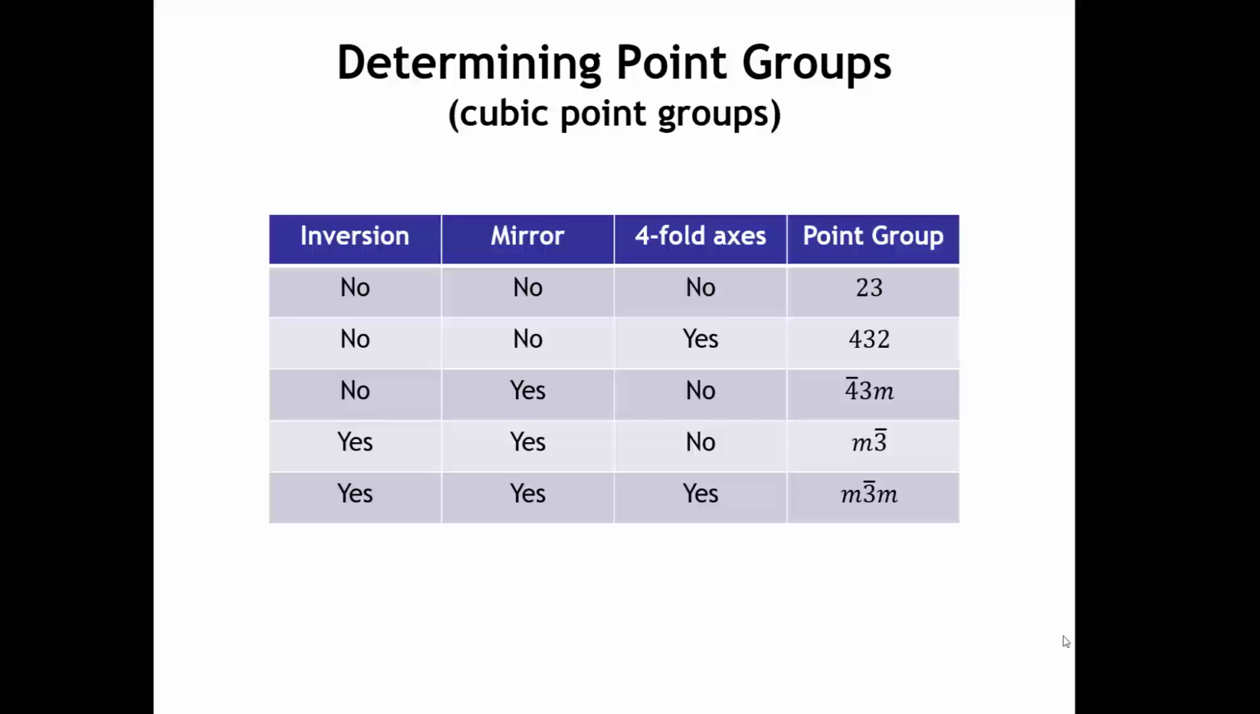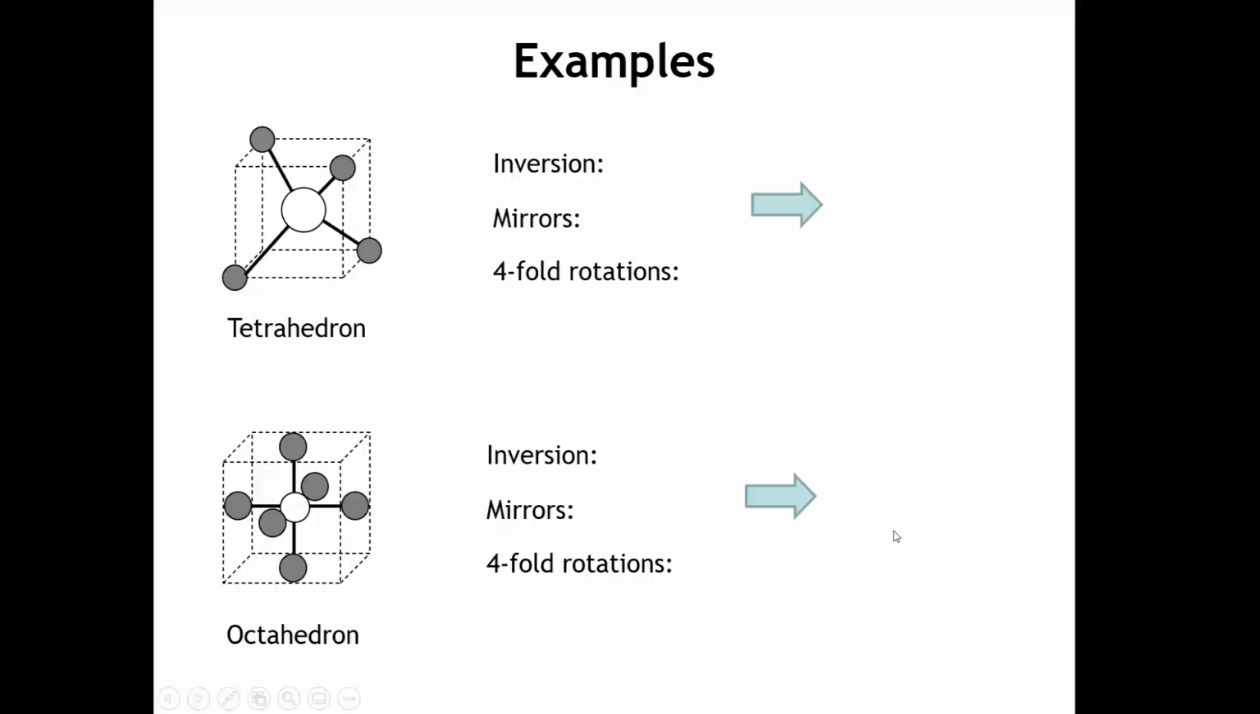Now, if you happen to have a cubic system, you notice that you have these intersecting threefold axes. Then we use a different logic to determine the point group. We're going to look and answer the question, do we have an inversion center? Do we have mirror planes? And do we have fourfold axes? Depending on your answers to these questions, that tells you which of the cubic point groups you're going to have. Let's maybe do a couple of examples.